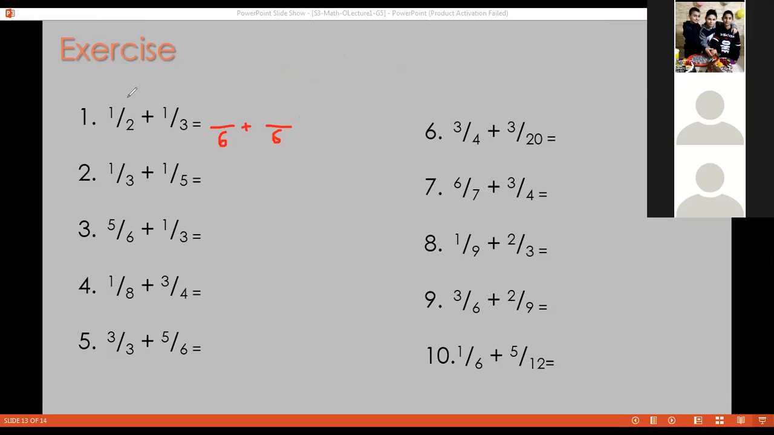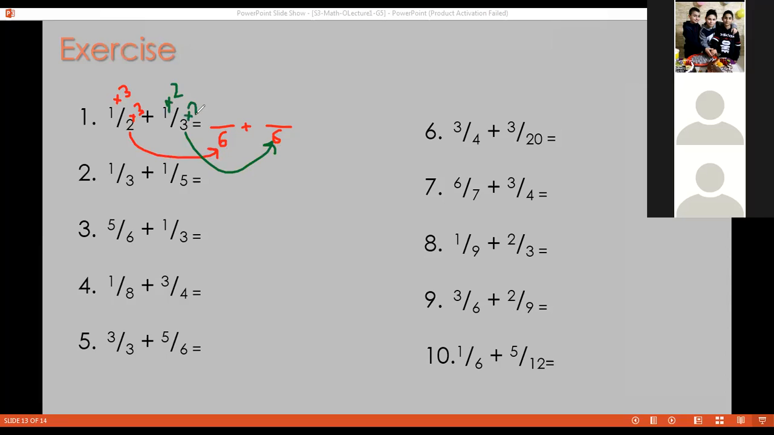Let us start with the first fraction. What do I multiply the first fraction by? By 2. The 2 became 6, right? Then what do I multiply the numerator by? By 3. What do I multiply the second fraction by? By 2. Very good, because the 3 became 6. How? By multiplying by 2.